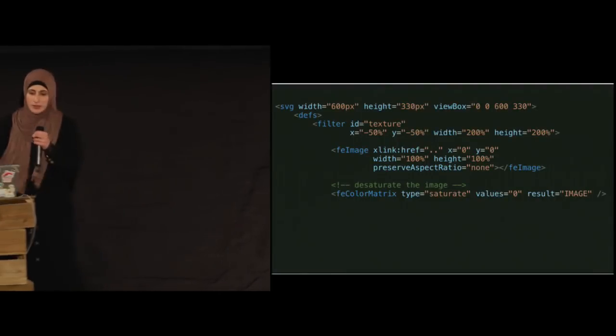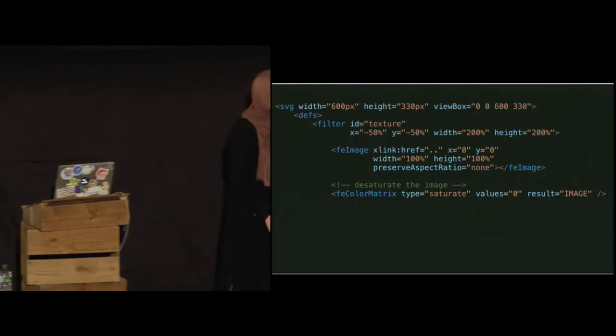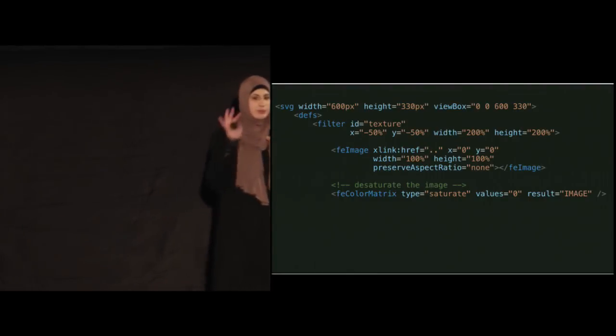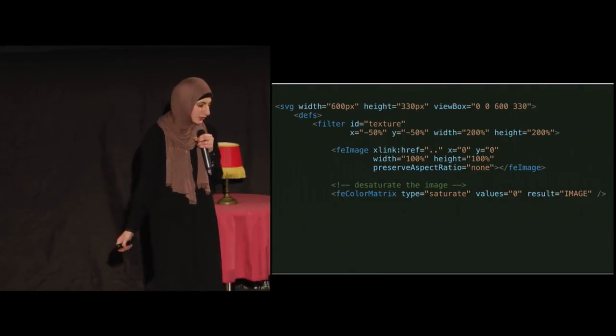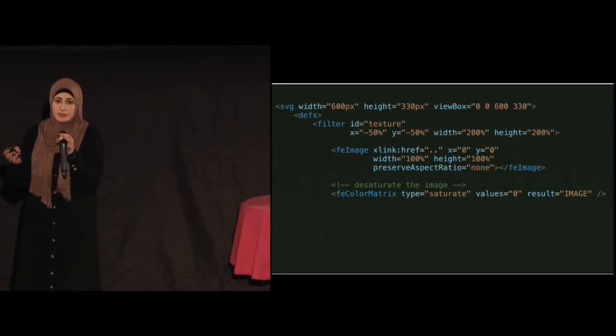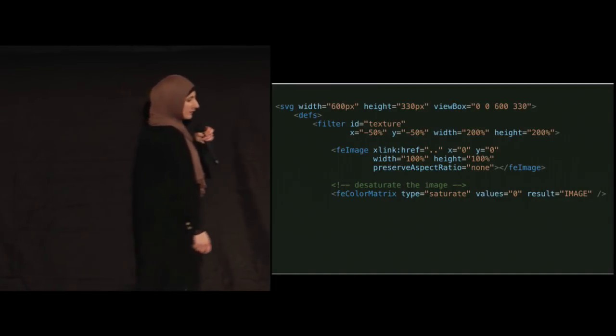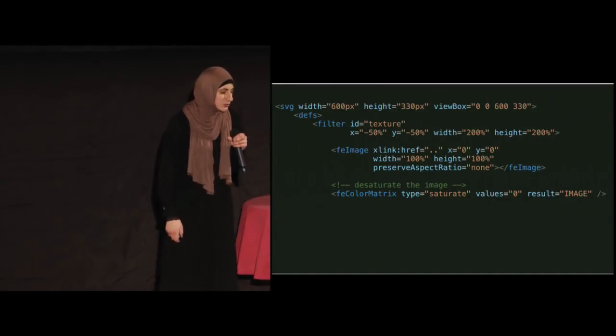This is the code. So we're going to start with FE image. Image literally just gets an image and puts it in the region area. It's going to fill the region area with it. It even comes with a preserve aspect ratio. So if you want to preserve the aspect ratio of the image, or if you want to just fill the area regardless of the aspect ratio, you can do that. And then you desaturate the image with color matrix.